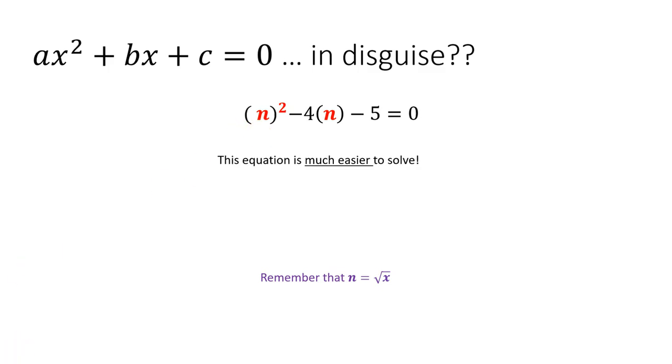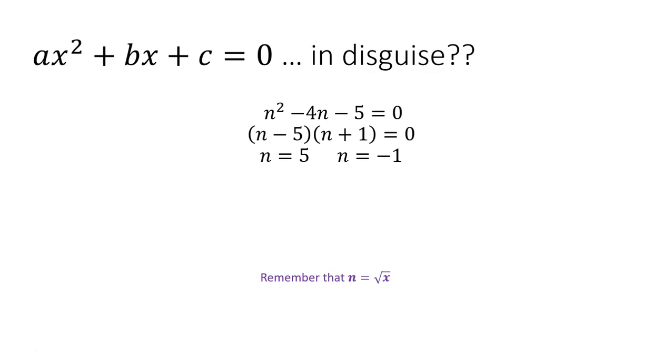In fact, it's really easy to solve because we already did solve this earlier in the video. We already know what's going to happen. N's going to be 5, n's going to be negative 1. But remember, we're not done. We're the ones who made up n, and we're supposed to solve for x. So let's plug in for n and discover what x might be. N is the square root of x, and n is 5, n is negative 1.